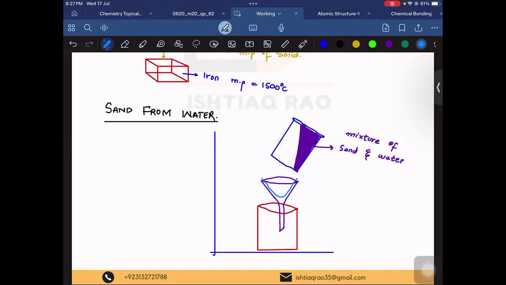Now I am supposed to label it. This is the funnel, the beaker. I'm lagging. This is the filter paper. And this is the stand.